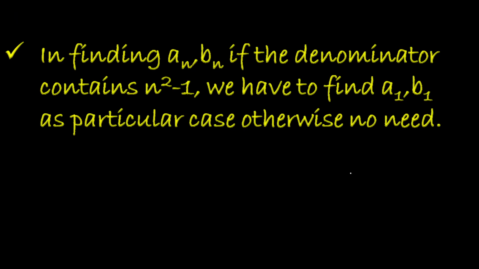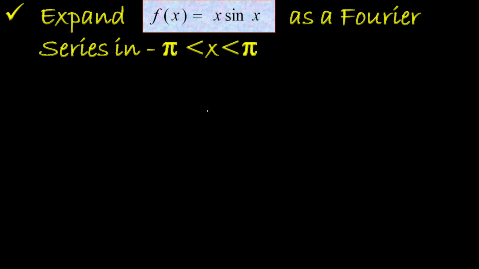The next one you should remember is, while finding the coefficients an and bn, if the denominator consists of the term n square minus 1, we have to go for the particular case and calculate the values of an and bn as a particular case. If the denominator doesn't consist of n square minus 1, no need to calculate a1 and b1. Okay, let me now enter into the problem.